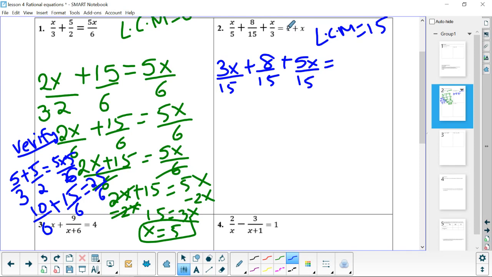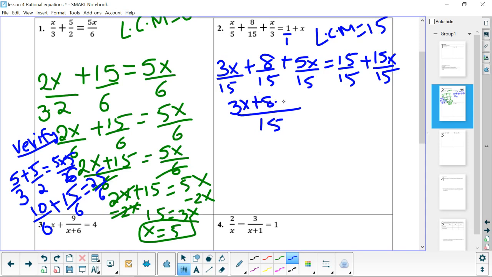Here again, this is 1, right? This 1 means 1 by 1. So I will multiply the numerator and denominator by 15, and this becomes 15 by 15 plus, and this x, I will multiply the numerator by 15 and denominator by 15, and it becomes 15x by 15. So on the left side, we have the same denominator, that is 15. I will just write the numerators together, and same thing I will do on the right side.